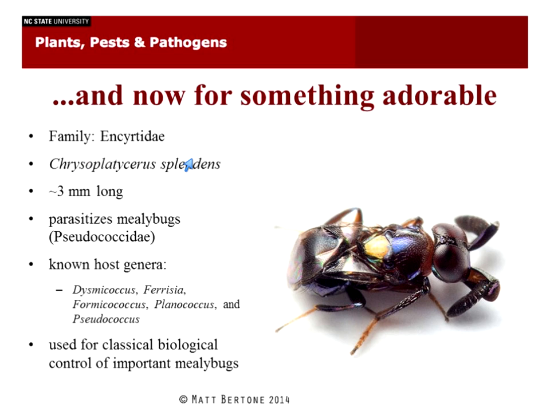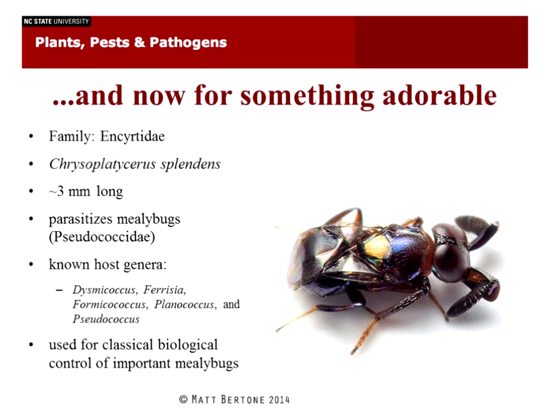This is a type of chalcidoid parasitic wasp. This species in particular is called Chrysoplatycerus splendens, which is a really nice scientific name that literally translates to golden flat horns, and splendens just meaning splendid, very magnificent looking. And you can tell why it's called that. This is a very small wasp, but not as small as many of the chalcidoids get. So this is 3 millimeters long, which is actually kind of gigantic for an encyrtid, but still it takes a microscope to look at it very closely, or a very good camera.